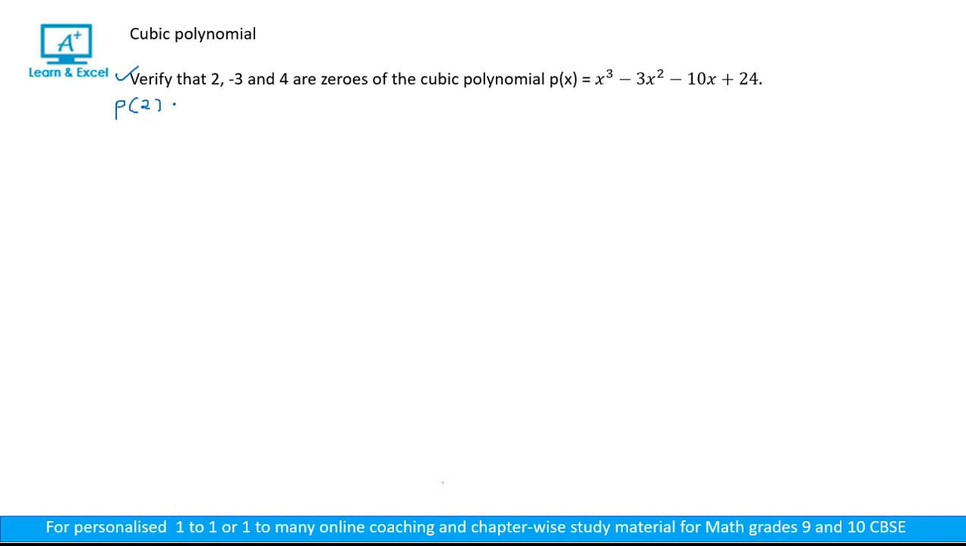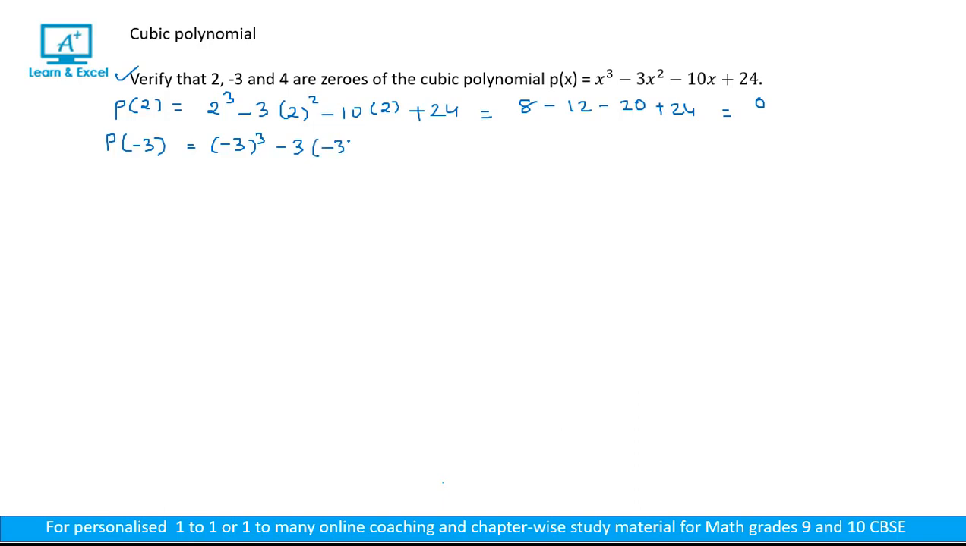So we'll have p of 2 equal to 2 cube minus 3 into 2 square minus 10 into 2 plus 24. So we will have 8 minus 12 minus 20 plus 24, which is equal to 0. Now let us find p of minus 3. So instead of x we'll put minus 3. So we'll have minus 3 the whole cube minus 3 into minus 3 the whole square minus 10 into minus 3 plus 24. So we will have minus 27 plus 30 plus 24, which is also equal to 0.